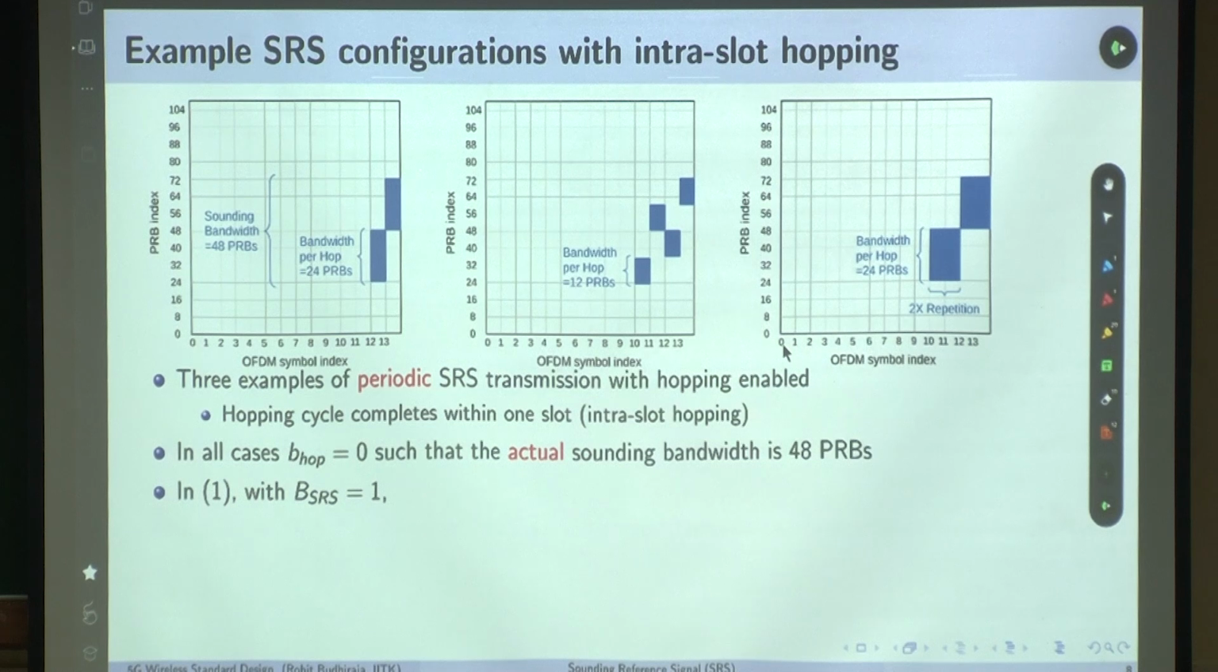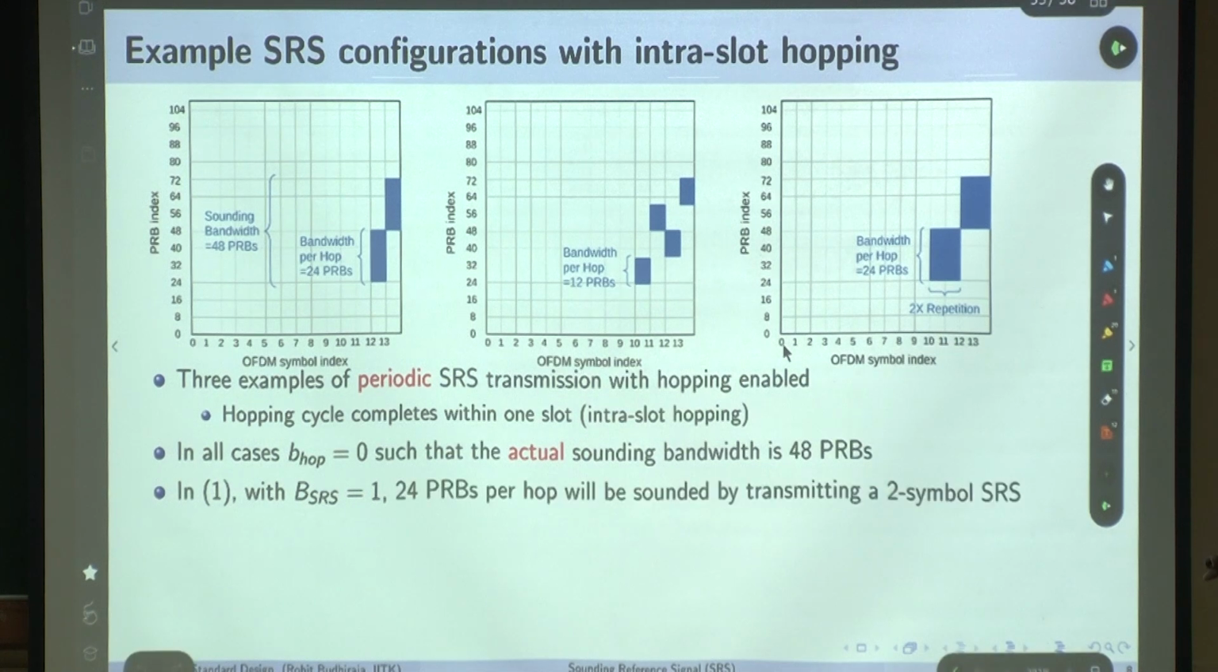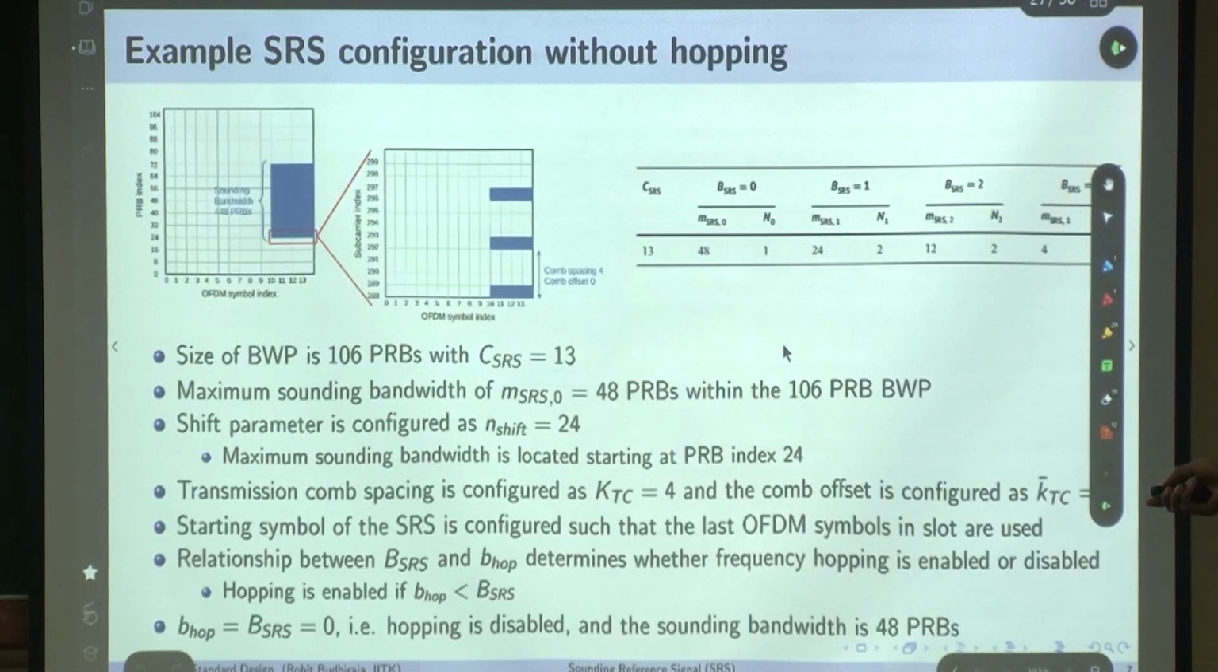Now in case 1, what am I saying here? B SRS is set to 1. So you see this B SRS, so what did we say? That if B hop is less than B SRS. So what are we setting over there? B hop as 0, right. For all 3 cases, I am setting B hop as 0. That is the first statement I am making.